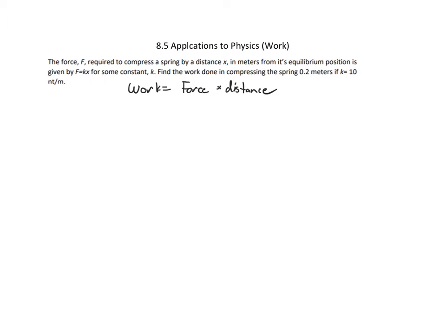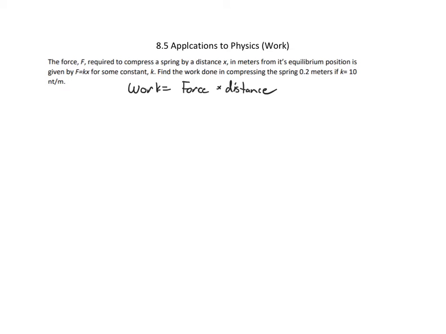In section 8.5, we discussed applications to physics, and really the most specific one, or the one that we talked the most about, was this idea of work. And so what we said is work done on a particular object is equivalent to the force put on that object times the distance that we're moving that object. And so essentially what we're going to do is use our definite integrals to do a sum of very, very infinitely small distances.